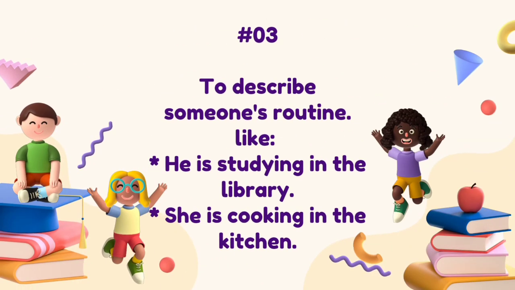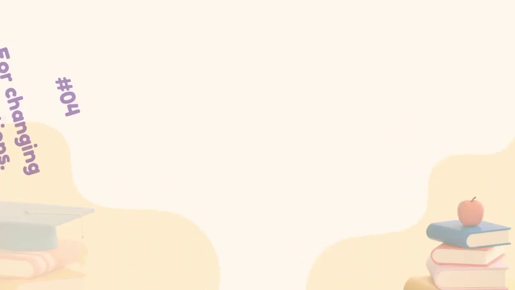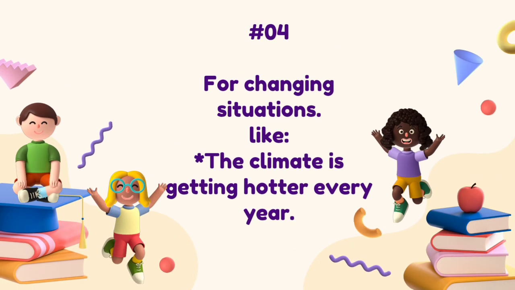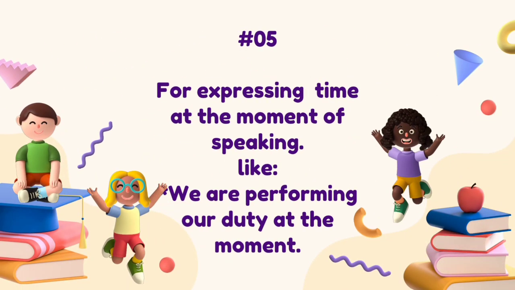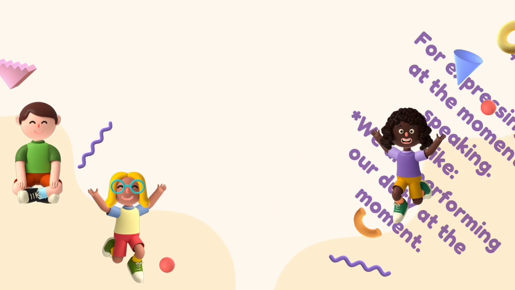Number 3. To describe someone's routine, like he is studying in the library. She is cooking in the kitchen. Number 4. For changing situations, like the climate is getting hotter every year. Number 5. For expressing time at the moment of speaking, like we are performing our duty at the moment.